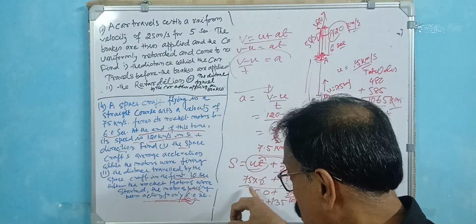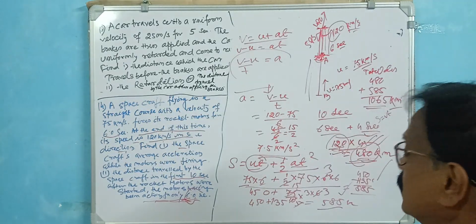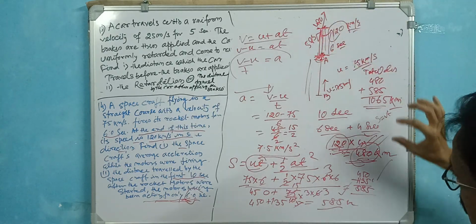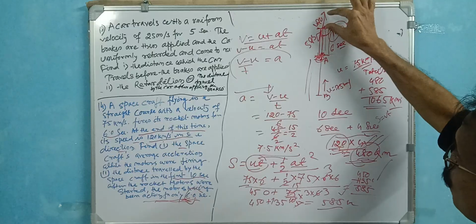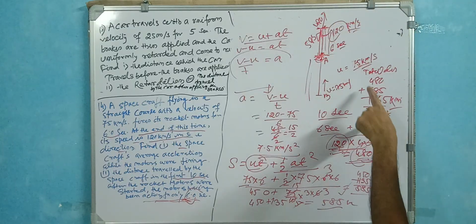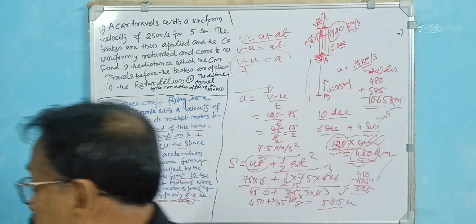But for the 6 seconds with the acceleration, the initial velocity is 75. For that reason, I take it. Okay. The total distance is this. Is it clear to you? The total distance from here to here, with the acceleration and without acceleration, is 585 plus 480. So 1065. That is the total distance covered.